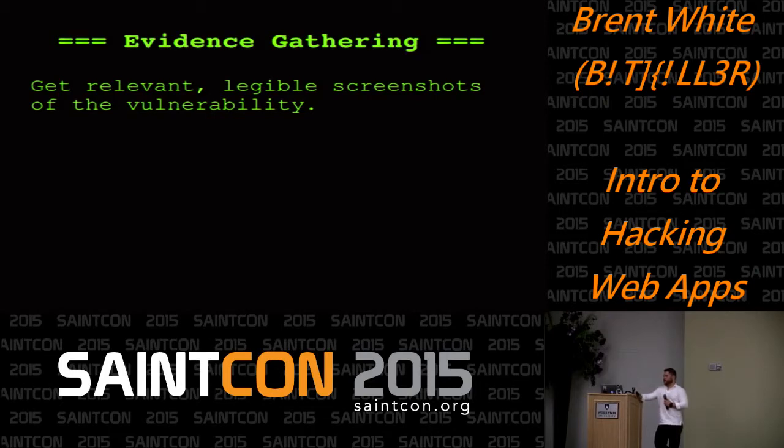Make sure that you get relevant, legible screenshots of the vulnerability. I've seen a few reports come through our QA process where you couldn't really tell exactly what it was that they were trying to call out in the screenshot. So make sure that you are zooming in and actually showing, hey, this is where the problem is, if it's not obvious.